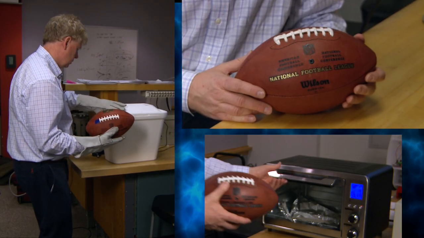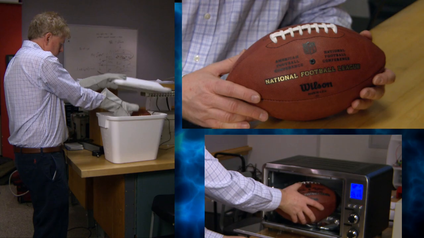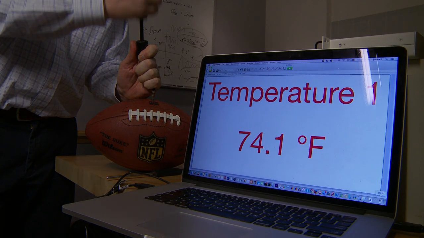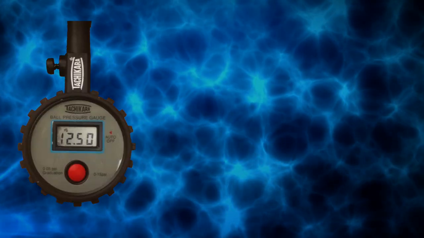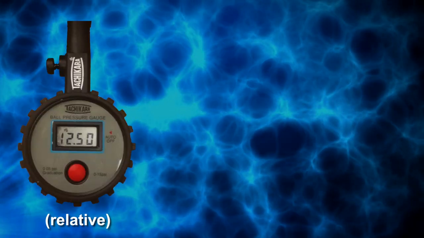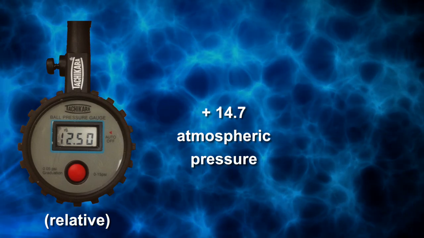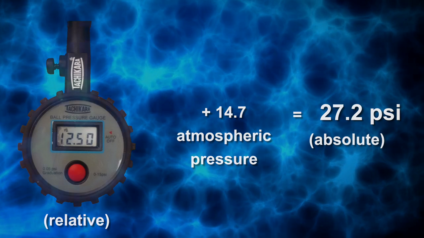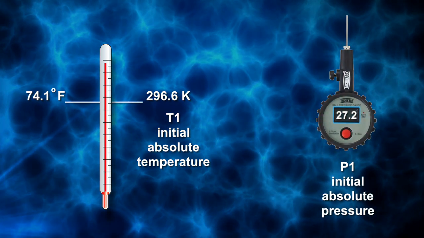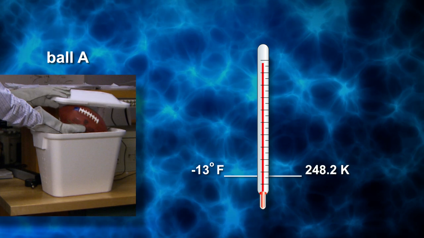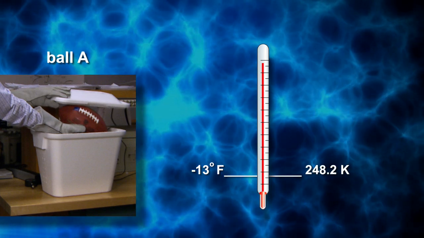So to review, we had three footballs, A, B, and C, that all started at an initial temperature of 74.1 degrees Fahrenheit, which you should have computed is 23.4 degrees Celsius, or 296.6 Kelvin. The initial pressure was 12.5 psi, which is the relative pressure measured by our gauge, and so when we add 14.7 atmospheric pressure to that, we get 27.2 absolute pressure. So these values, 296.6 Kelvin, that's our T1, our initial absolute temperature, and 27.2 psi is our P1, our initial absolute pressure. For ball A, the temperature of minus 13 degrees Fahrenheit corresponds to 248.2 Kelvin.